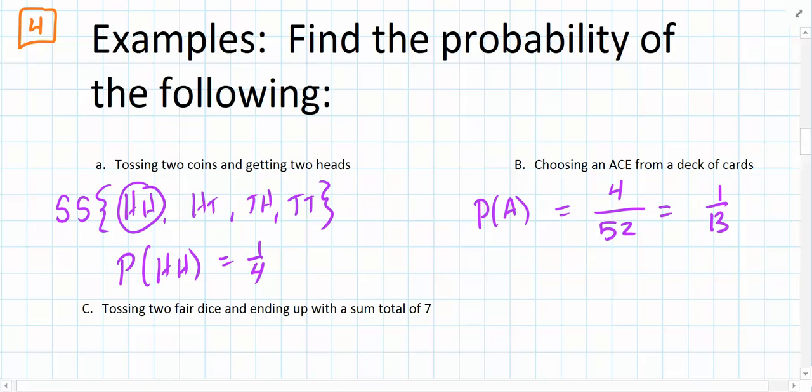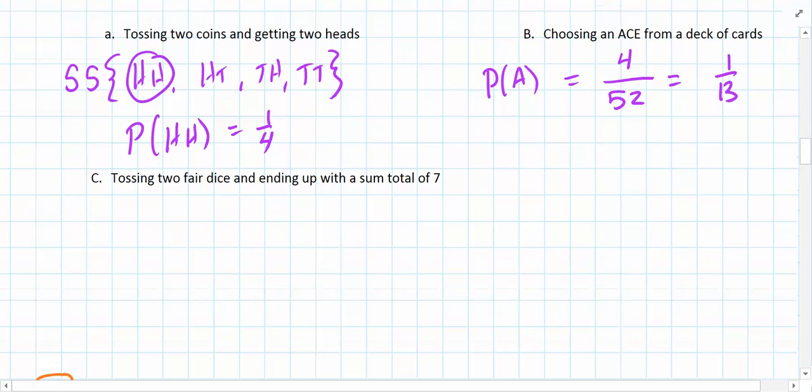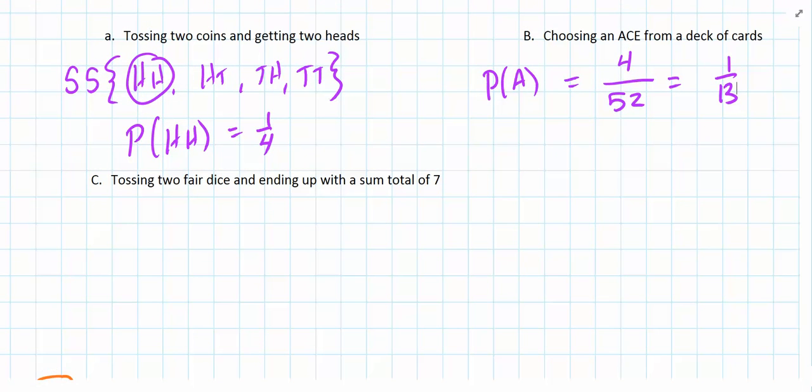Okay, I like this one too. Tossing 2 fair dice and ending up with a sum total of 7. Well, has anyone ever heard of lucky number 7? They say 7's a lucky number, and I wonder why they say that. It's the most possibilities. It's not really lucky, there's just more of them to pick. So think about this. Talk about it in your groups, and then we'll discuss.